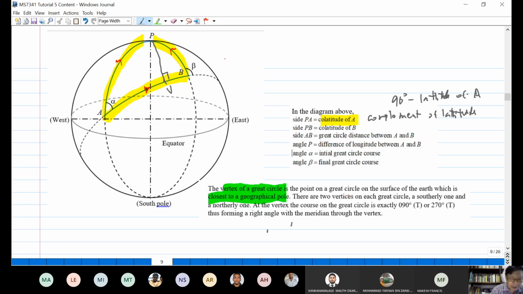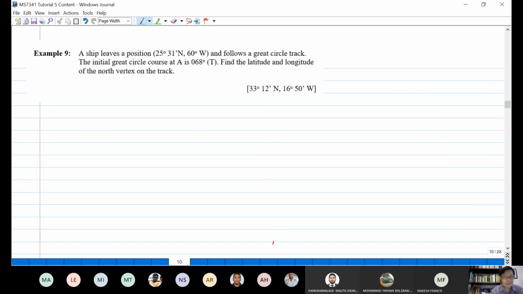Okay, so let's look at an example now, example 9. The ship leaves a position. Let's call it A here. Let's say this is A here.